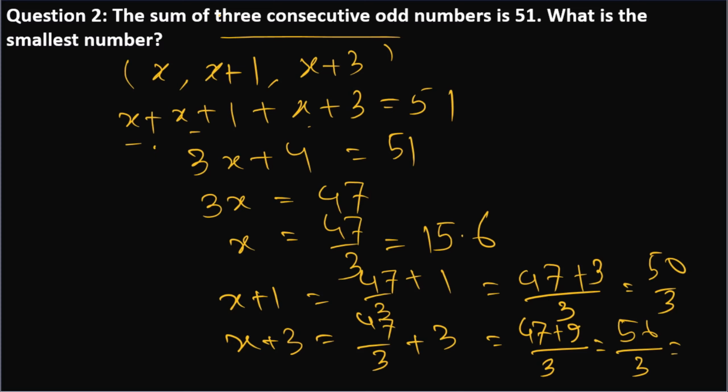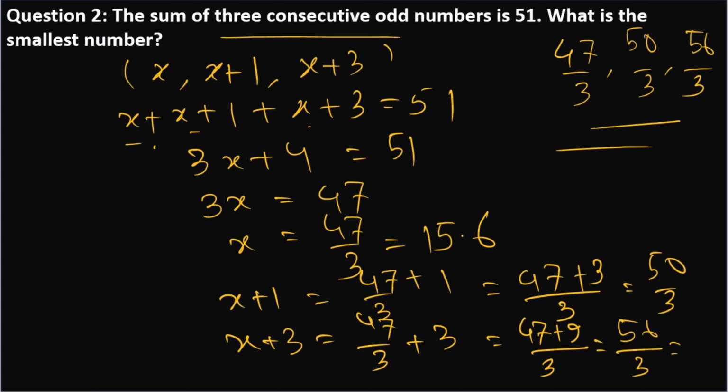3 goes over 5, 1 time, and 26, so 3 will not divide. So the first number is 47 over 3, the second number is 50 over 3, the third number is 56 over 3. So these are the 3 numbers.